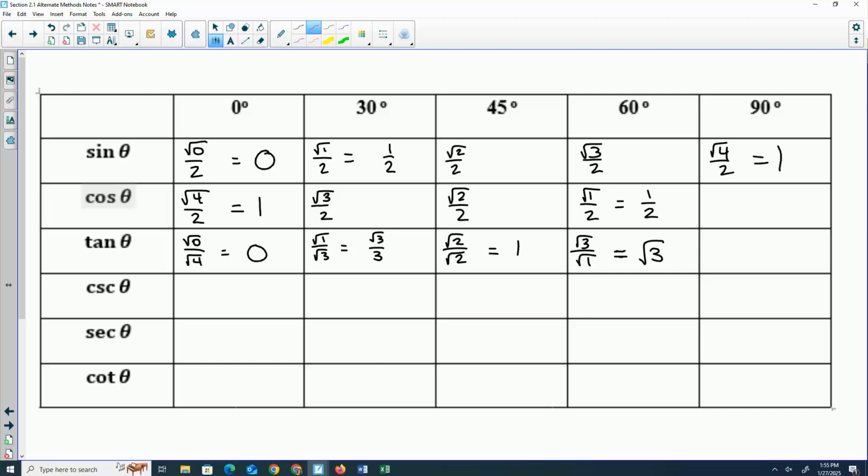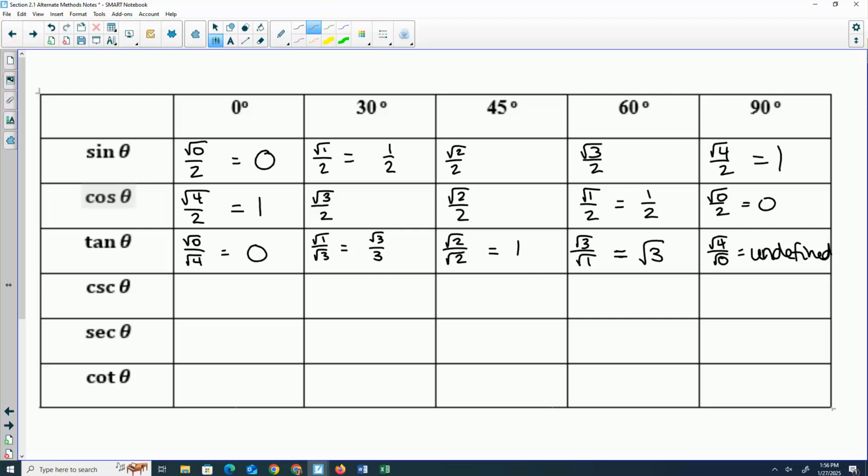Cosine, how many are below it? So square root of 0 over 2 is 0. Tangent, square root of 4 over square root of 0. Can we divide by 0? So that's undefined. Alright. What questions do you guys have for me there? Do you understand how I got all those? If I have those 3, how would I get the other 3?